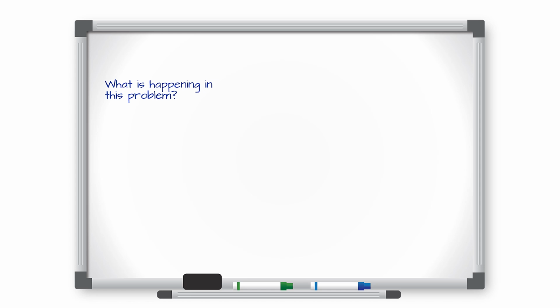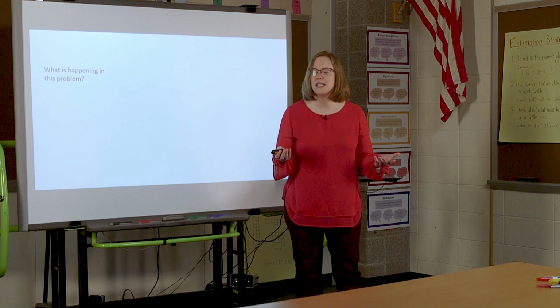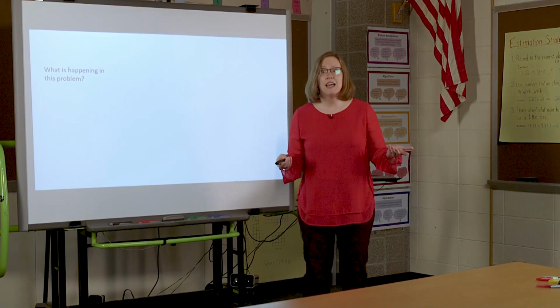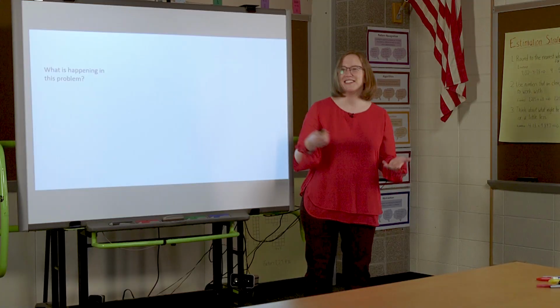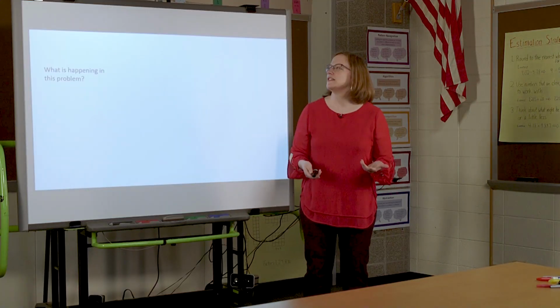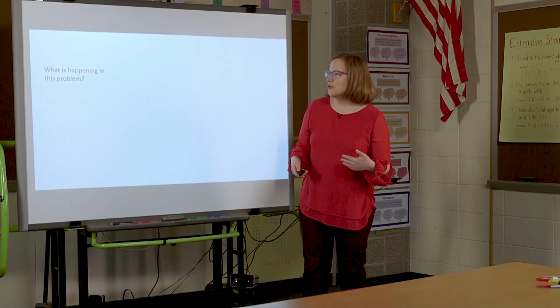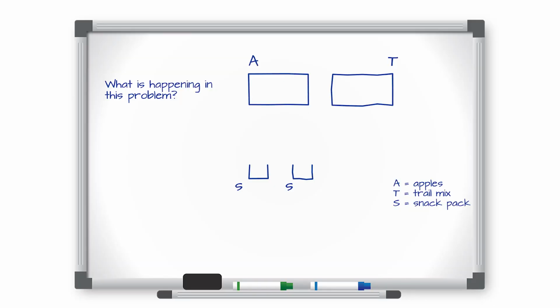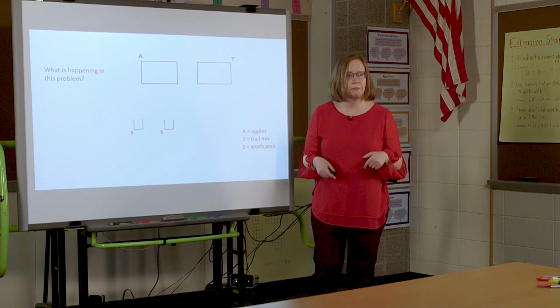Okay. So what is happening in this problem? We said Jaden is making snack packs, which are little bags of apples and trail mix. But what is he actually doing? What does he have to do? What's the action he does to make those snack packs? Yeah, so he has to take the apples and put them into the bag, and take the trail mix and put it into the bag, right? So first, let's figure out how we can show the apples, the trail mix, and the snack packs. Maybe we can show boxes for the apples and trail mix like this, and then little bags for the snack packs. And I'll label them with A, T, and S just to make sure I remember what they mean, and I'll write the letters over here just in case I forget.